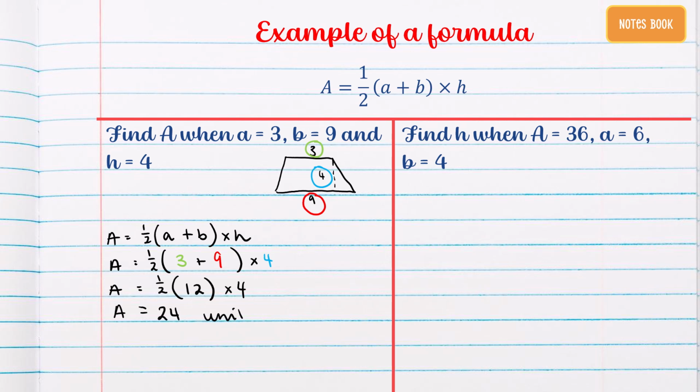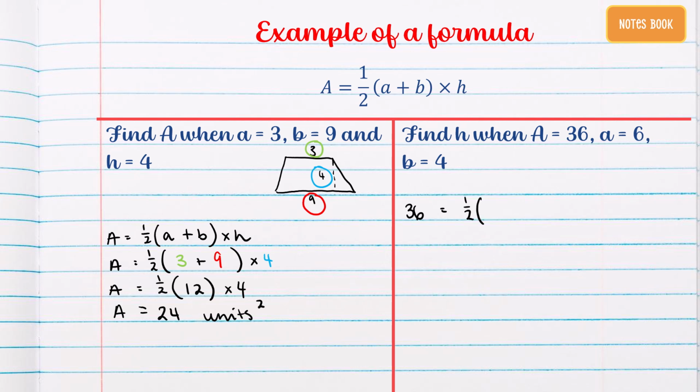And if you don't have any units, we just say units squared. Okay, now feel free to pause and give this one a go by yourself. However, keep in mind you are finding H instead of A, right? Now, in this case, we've been told our area is 36. So where there is A, I'm going to pop that 36 in.